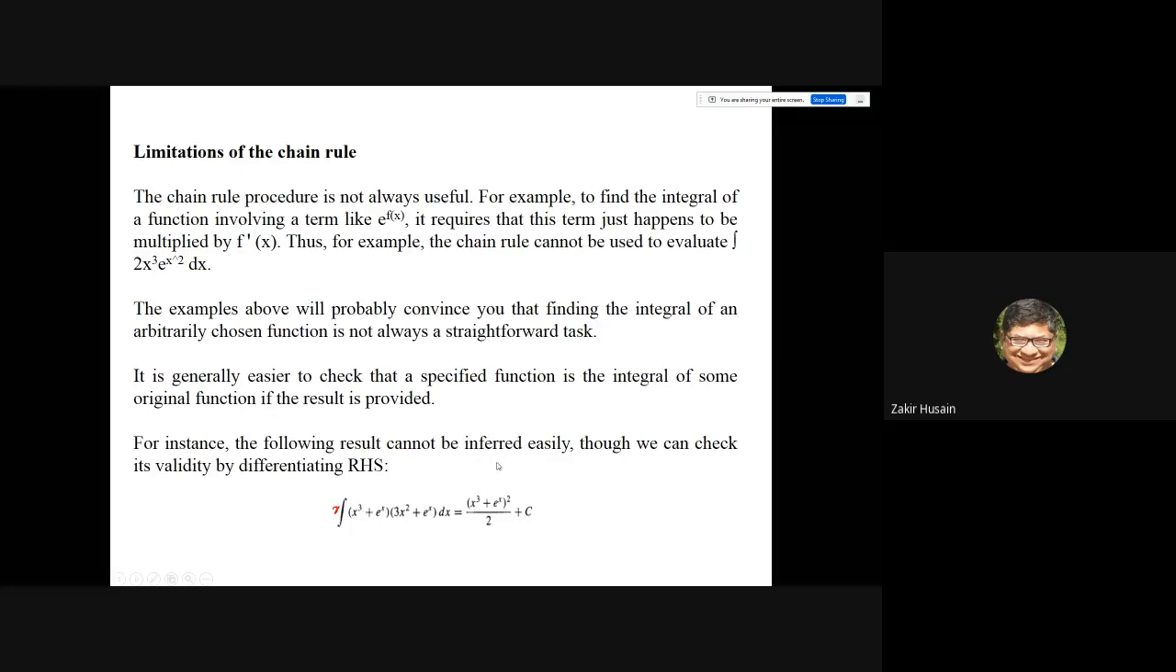For instance, if you have a pretty complicated integral like this, it will be a bit difficult to find out the original form. But suppose I ask, this is a function, if I differentiate this, will I get this? Then you can answer this question.